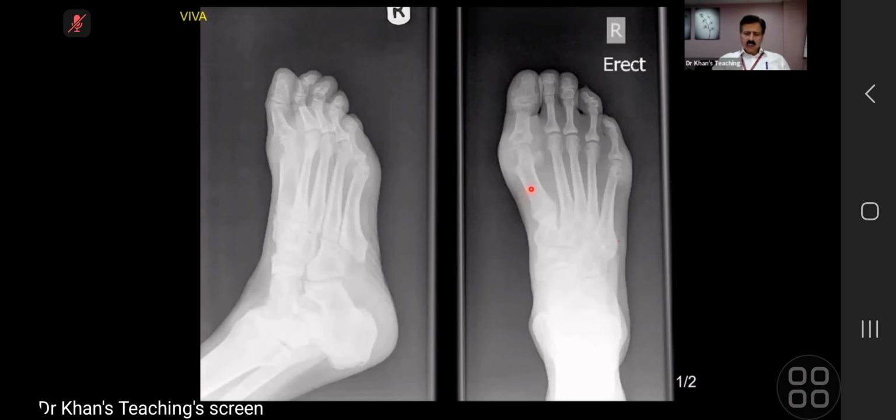Now, if you see here, in gout, what happens is that there are punched out erosions with overhanging edges. This is one of the key findings, you have to develop your eyes on this. If you see the margin of the erosion, it might have a sclerotic border. They say that this is the only type of erosion which has a sclerotic margin. Nothing else in the world will give you this finding. Having said that, this is the tophi here, which is sitting here.